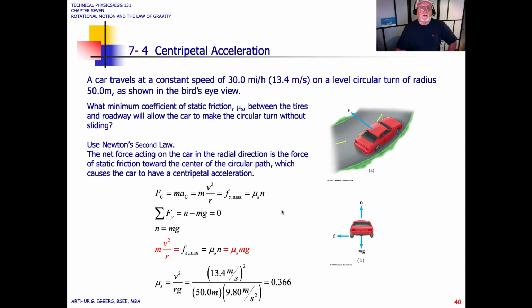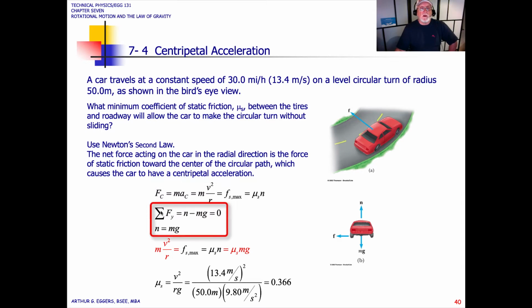centripetal acceleration. So if we go back to our force equation here, force centripetal is equal to mass times the acceleration centripetal, which equals the mass times the velocity squared divided by the radius r. And we can set that equal to the frictional force that actually keeps the car from sliding off the outside of the track. And that is our μs times the normal force.